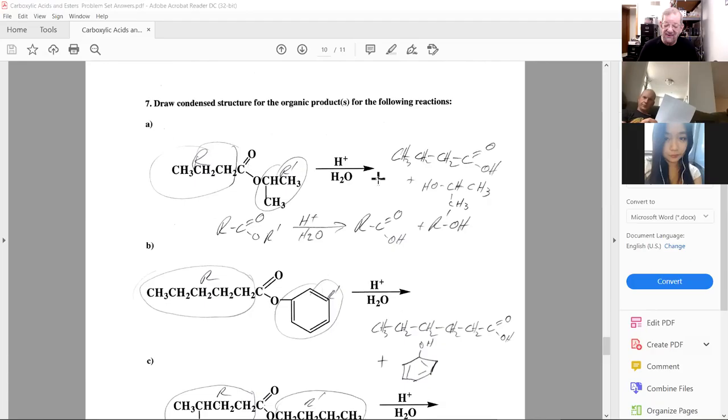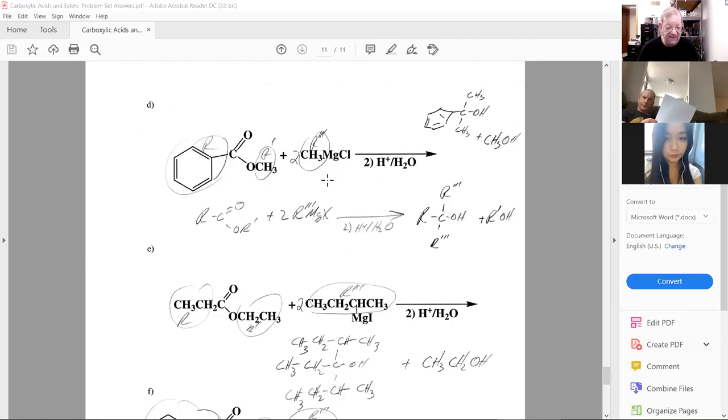And you get back the carboxylic acid and the alcohol you would have used to make that ester. And here's our prime. So I get this carboxylic acid and this ester. Notice the hydroxyl group is on the carbon that the oxygen and the ester was on. You put it elsewhere, I'll mark it wrong, because it is. And the next couple are the same thing.